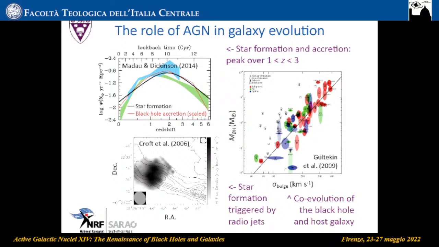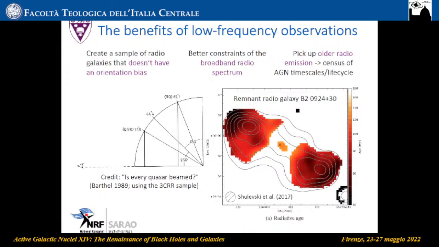Well, radio observations, to start with, allow us to create samples that are not affected by dust obscuration, which unfortunately is a limitation of optical surveys. In addition, if we do our selection at low radio frequencies, we can avoid what's known as an orientation bias, which happens at higher radio frequencies. And this comes about because of relativistic beaming. So doing our selection at low frequencies allows us at least to mitigate that.